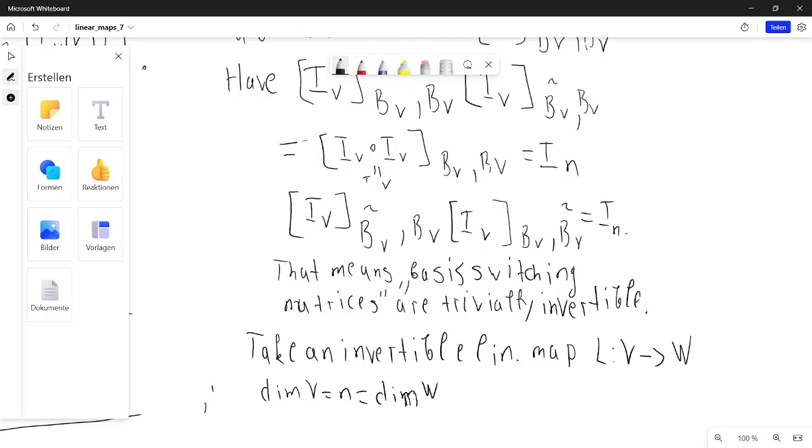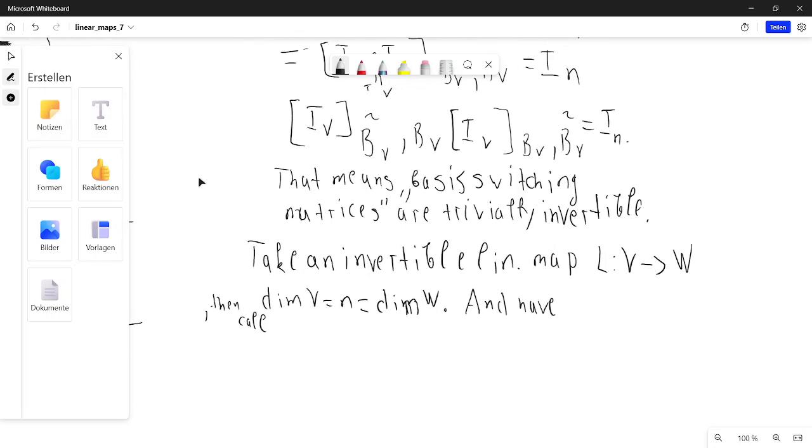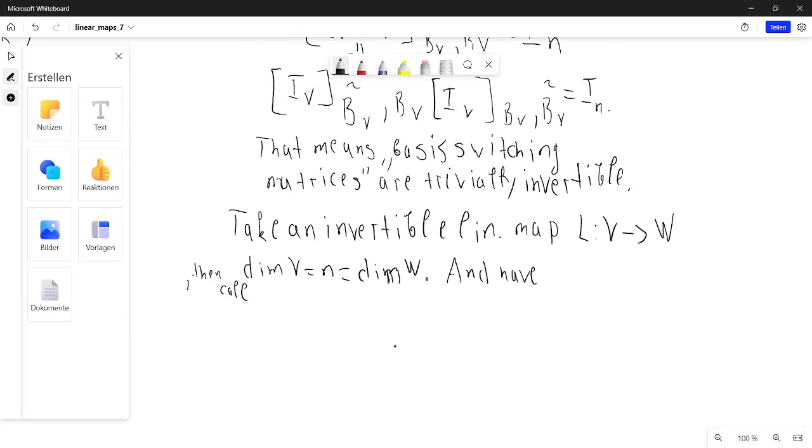Then call equality is from invertibility, right? Because that means that L is an isomorphism. And call the dimensions N, and we have bases, which, as always, we call BV, BW, or some bases that we choose are called BV, BW.